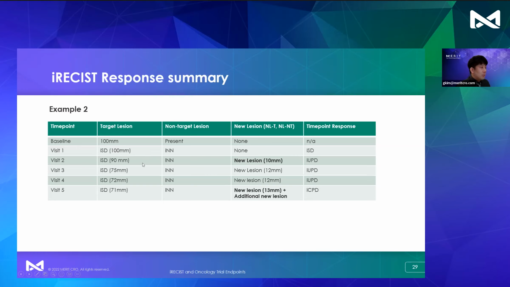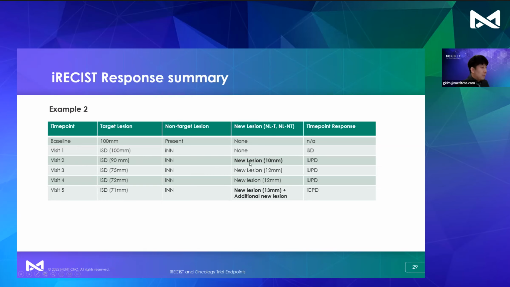Now on visit 2, the target lesion sum of diameters is still in the stable disease range, but now we have a new target lesion found with a sum of diameters of 10 millimeters. So that would be an iUPD because of the new lesions.